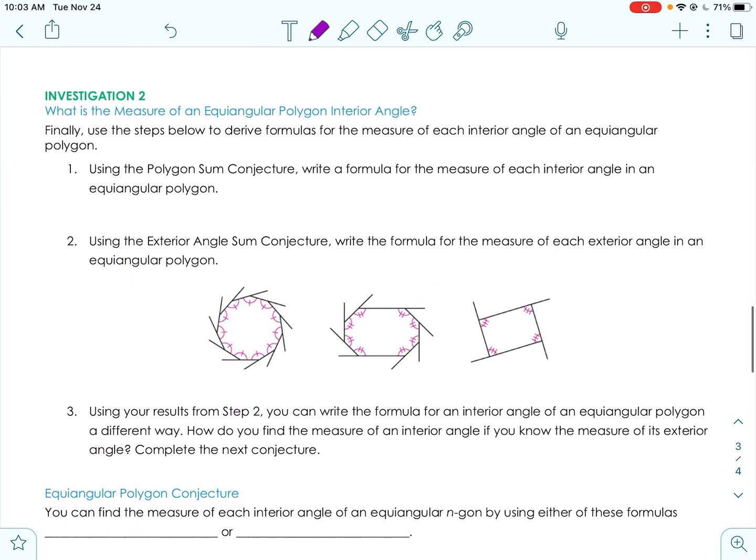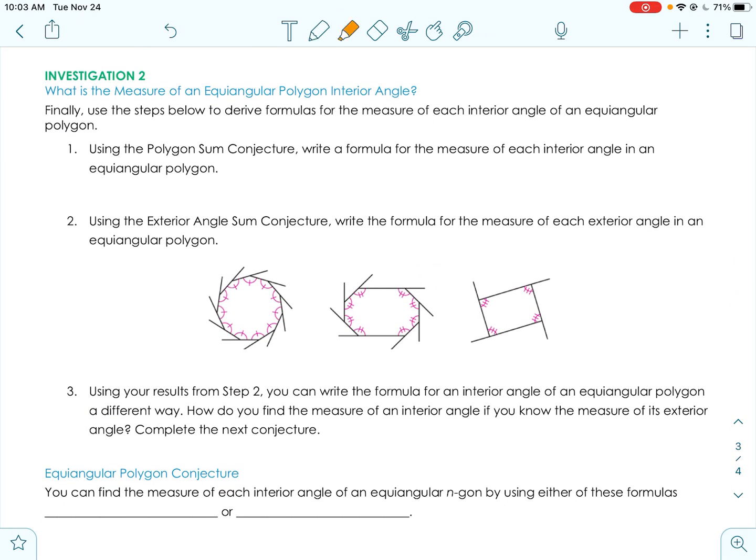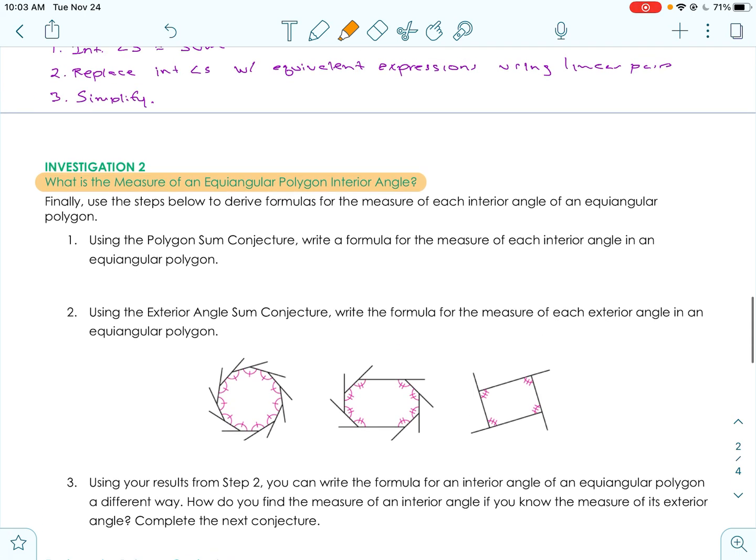Now, moving on. The next question that we want to take a look at is, what is the measure of an equiangular polygon's interior angles? So again, what does that mean? We want to know how we figure out the measure of an equiangular polygon's interior angle. First off, remember, equiangular means all angles are congruent.